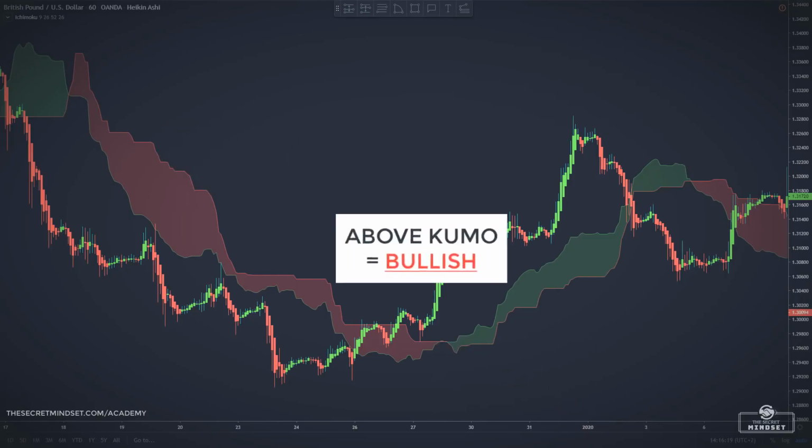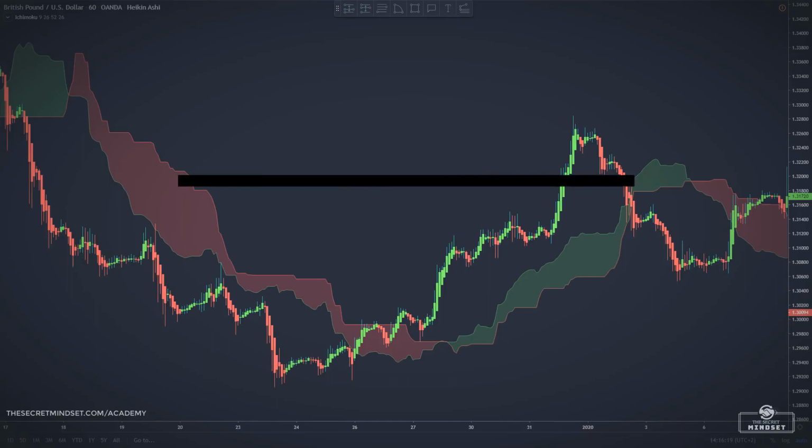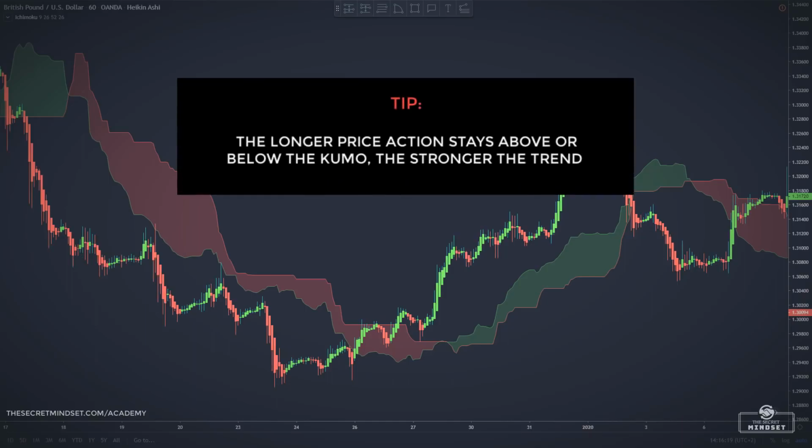Generally, if the price is above the Kumo, then there is an uptrend in place and/or more buying opportunities. If the price is below the Kumo, then it is under resistance, and it's better to be looking for shorts instead of longs. The longer price action stays above or below the Kumo, the stronger the trend, and the more support or resistance the Kumo offers.